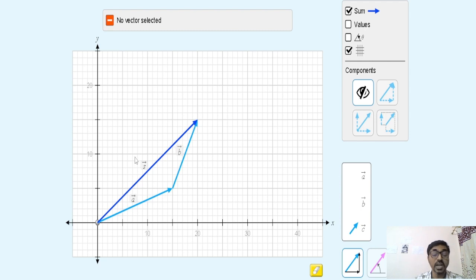For that matter, this law is a defining law for a vector. A vector is the one which obeys this law. If a quantity is there, some physical quantity, it might have a magnitude and direction. If it doesn't follow this law of addition, then we say that it is not a vector quantity.